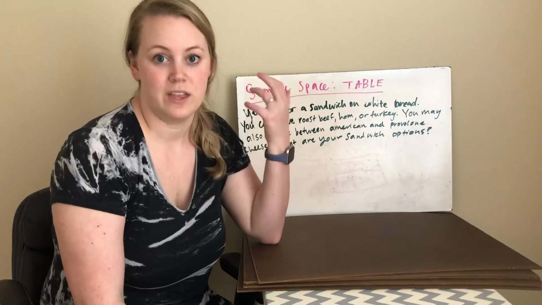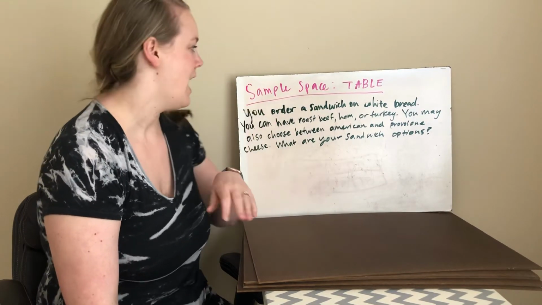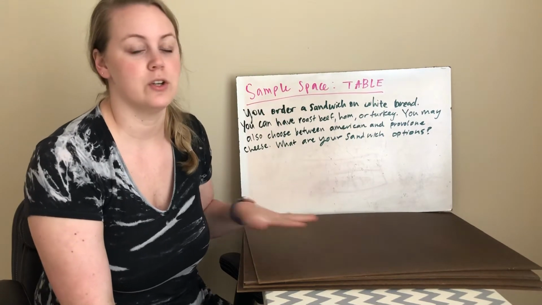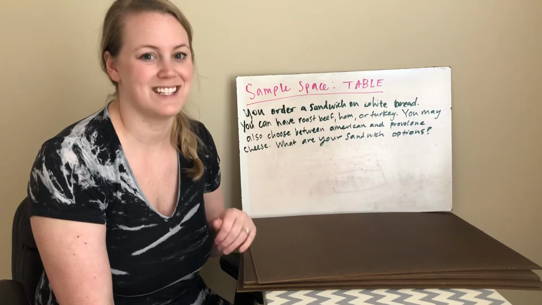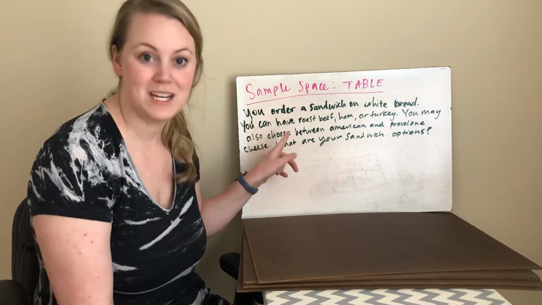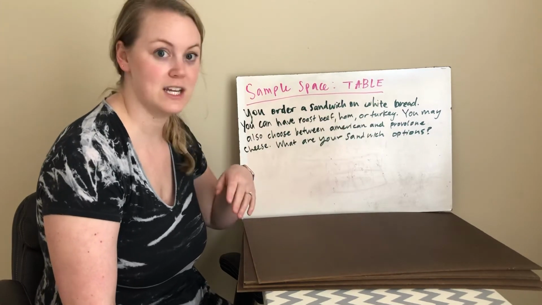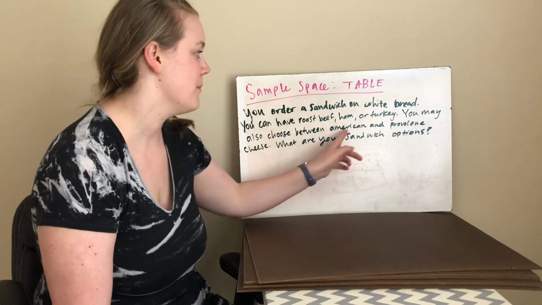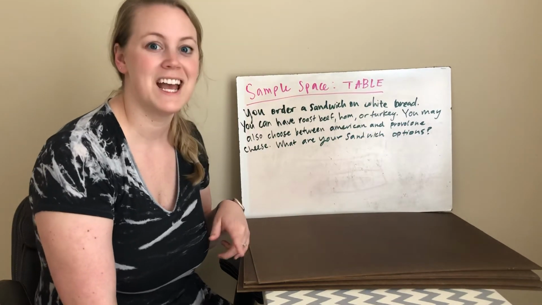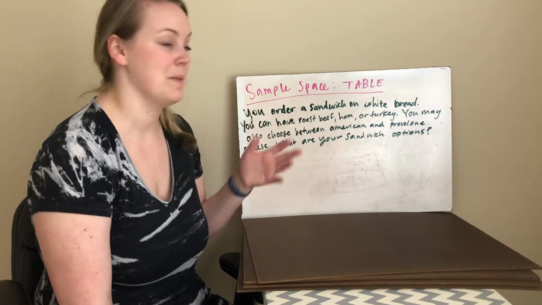Last way that you could list or show your sample space is through a table. Here we're making a sandwich. You are gonna have a sandwich on white bread. That's not gonna change. What changes is based on your meat or cheese options. So you could have roast beef, ham, or turkey, and you could also have American or provolone cheese, and we wanna know how many different sandwich options do you have, and we're gonna make a table.